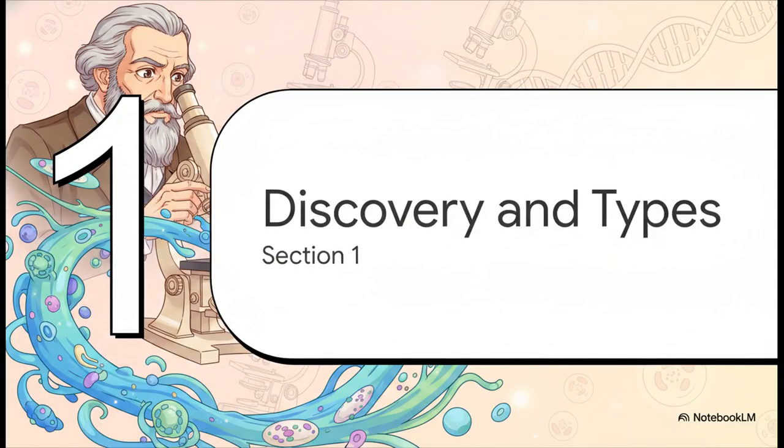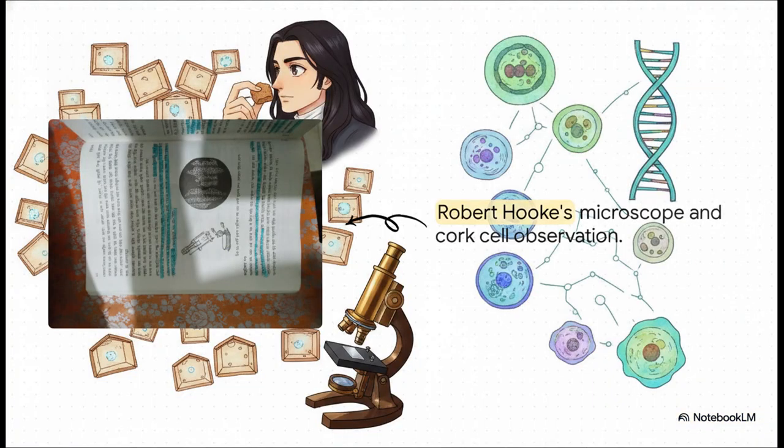Section 1, Discovery and Types of Cells. And keep in mind, historical facts are absolute classic multiple-choice questions on the admission test. So let's set that foundation right now. What's super interesting here is this specific drawing from our source material. This is the actual microscope used by the English scientist Robert Hooke.